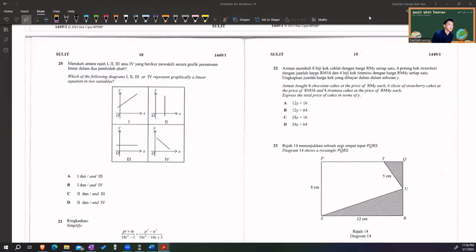Dalam persamaan linear, persamaan linear ini perlu mempunyai dua pemboleh ubah x dengan y. So kalau persamaan linear yang diwakili oleh graf itu hanya mempunyai satu pemboleh ubah, maka ia bukanlah persamaan linear dalam dua pemboleh ubah.